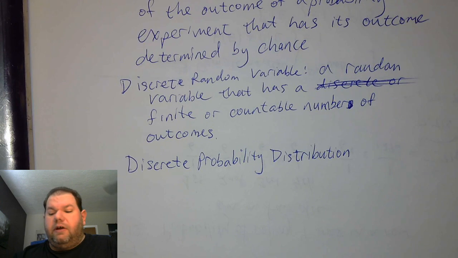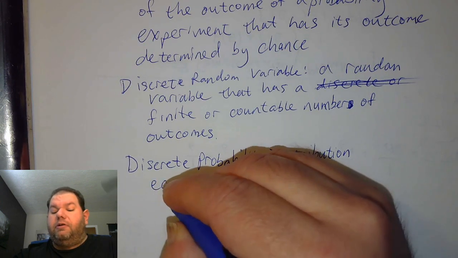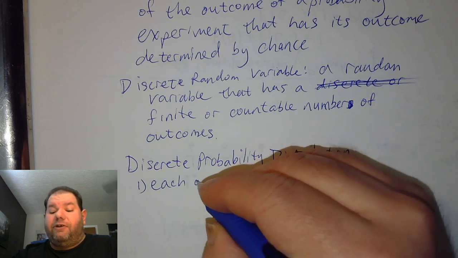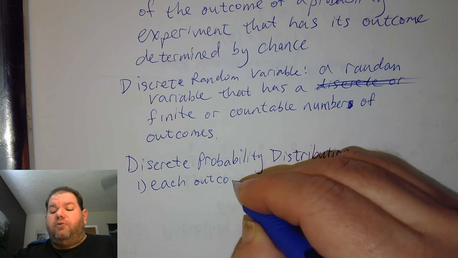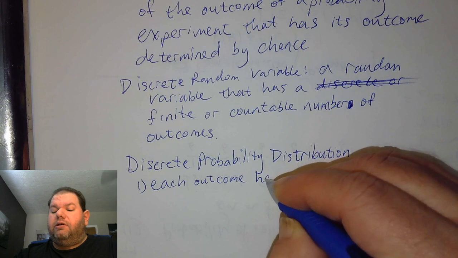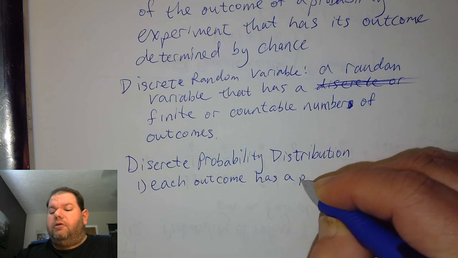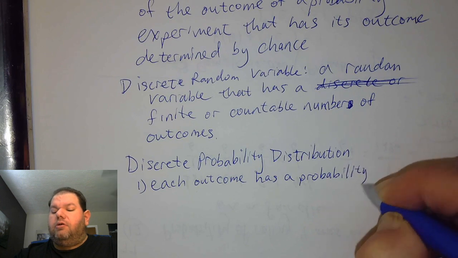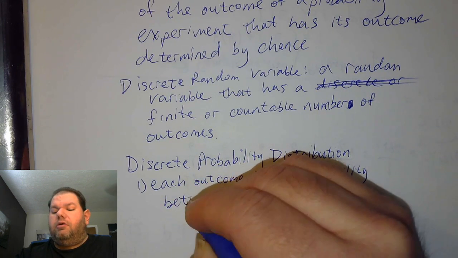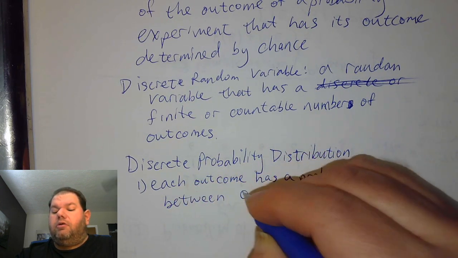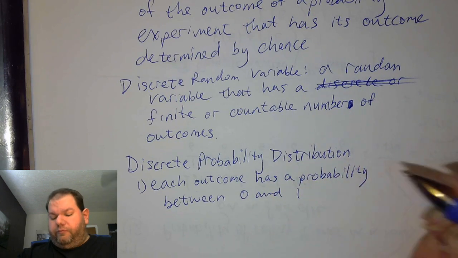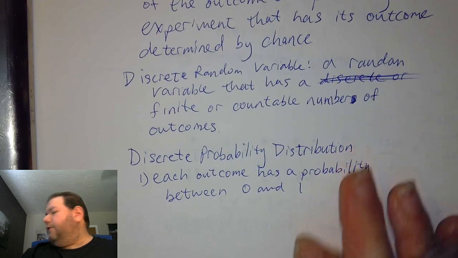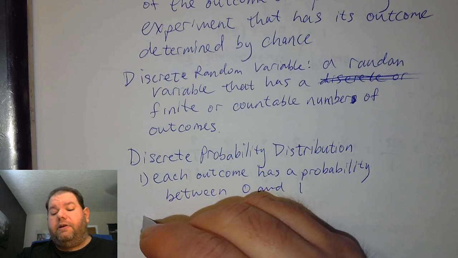In this case, each outcome has two conditions. One, each outcome has a probability between 0 and 1. And two, the sum of each outcome's probability is 1.